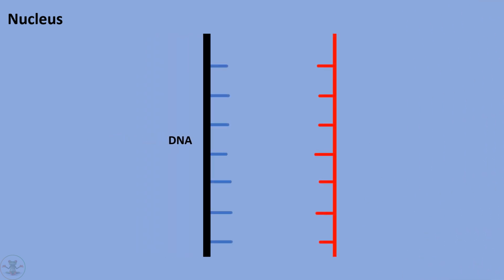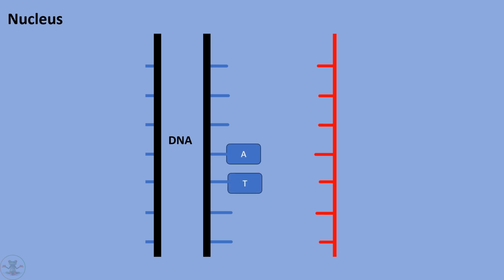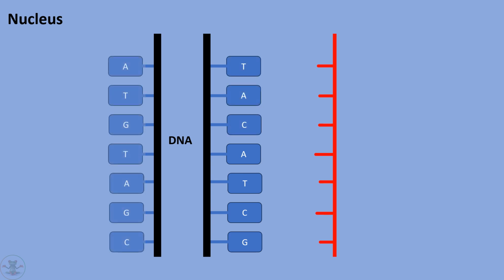DNA is usually double-stranded and has a code that is made of 4 chemical bases. These are called A, T, C, and G for short. These letters are the code that will make proteins in the ribosome.